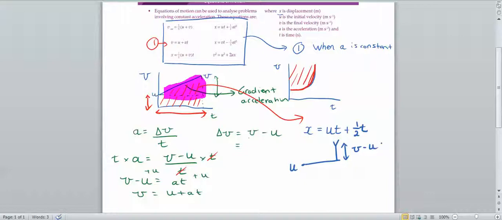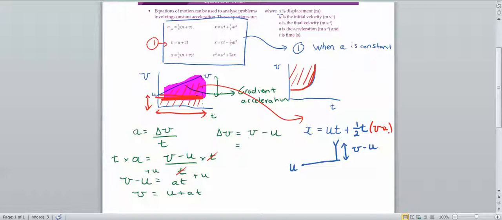Okay, so at the moment we've got this area, or this section of the triangle, that has a length t. The height is v minus u, and then we've got to times it by the half because it's a triangle. So this is what we're left with, a half t times v minus u. Okay, so where do we go from here?